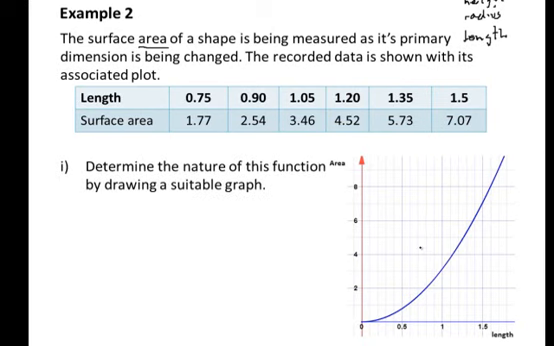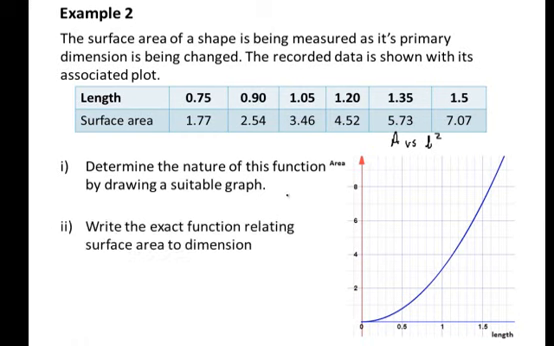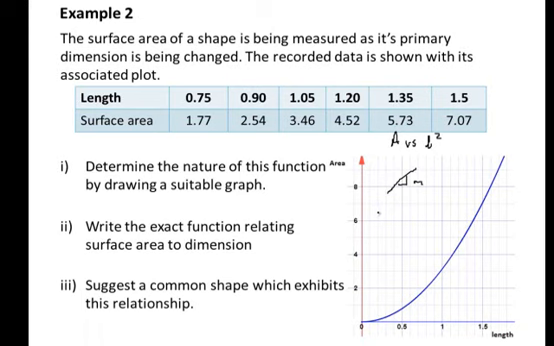Just some of the questions. Determine the nature of the function by drawing a suitable graph. So whatever you do, guys, in the exam, don't produce this exact graph again. You're already given it. You're not going to get any marks for producing the same information. So we're going to draw our A versus L squared graph. That's the first step. Then write an exact function relating surface area to dimension. What that means is we need to get the slope of that straight line graph we'll get, and then suggest a common shape which exhibits this relationship. It's usually fairly straightforward, so we'll take a look at that as it rolls around.